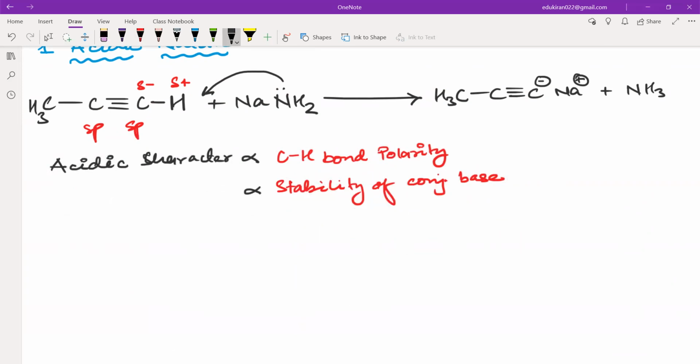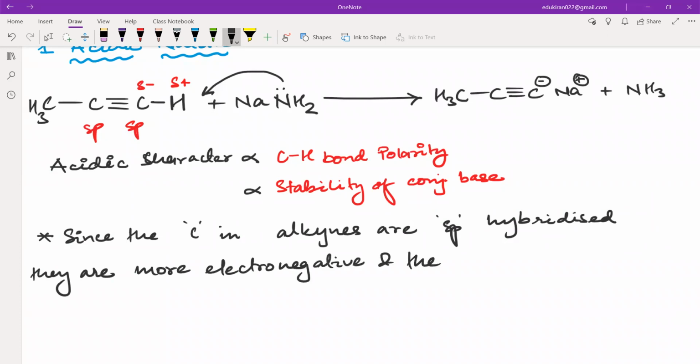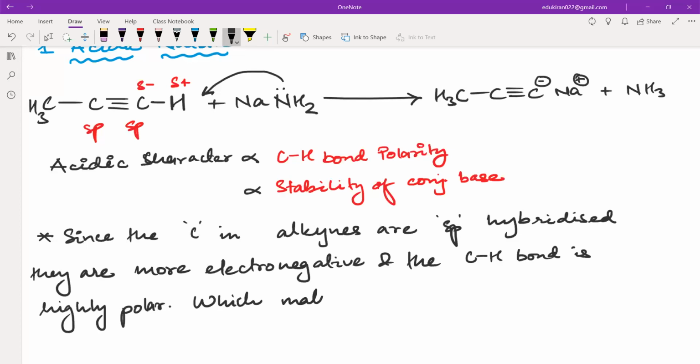Why is the CH bond in alkynes acidic? The first reason is that since the carbon in alkynes is sp hybridized, it is more electronegative and the CH bond is highly polar, which makes the hydrogen acidic.